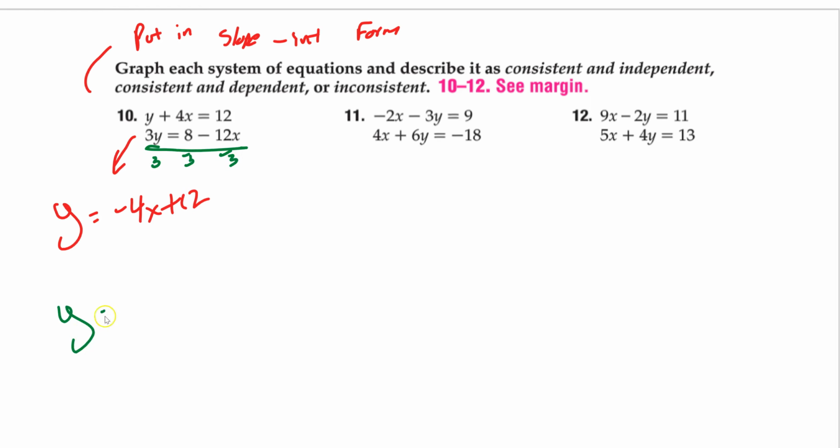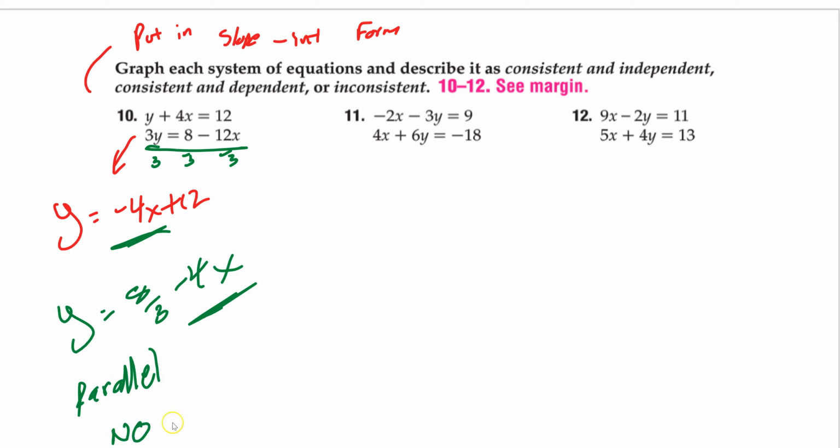And if you do that, you get y equals 8 over 3 minus 4x. So these are the same slope. So these are parallel, or also known as, when we're talking about the number of solutions, we have no solution, inconsistent. That means they don't cross at all. No solution.